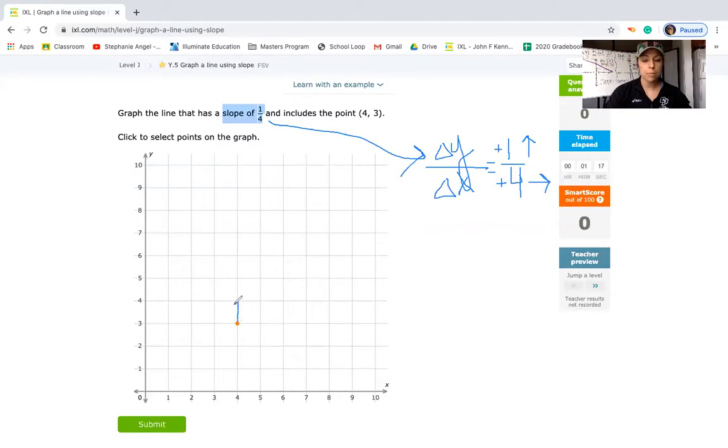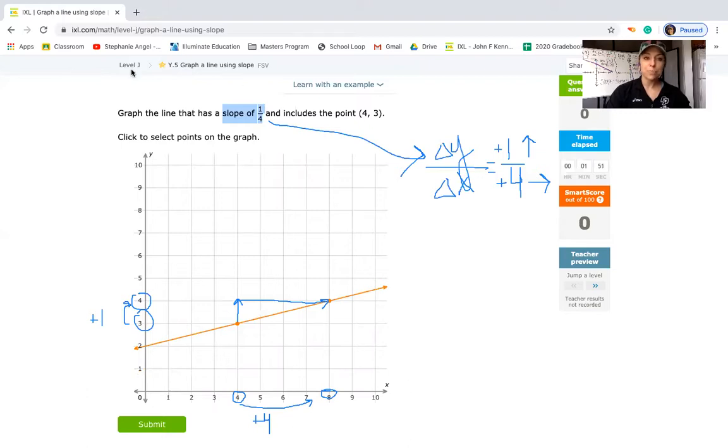So here's my point. I'm thinking, okay, I'm just going to go up 1 because my y has increased from 3 to 4, and I'm going to go right 4 because my x has increased from 4 to 8, right? 3 plus 1 is 4, and 4 plus 4 is 8. That's what all that means. Now, you don't have to do all that. All you have to do is go, okay, from here I go up 1, right 1, 2, 3, 4, click, and your line has formed. That's how cool that is, right?